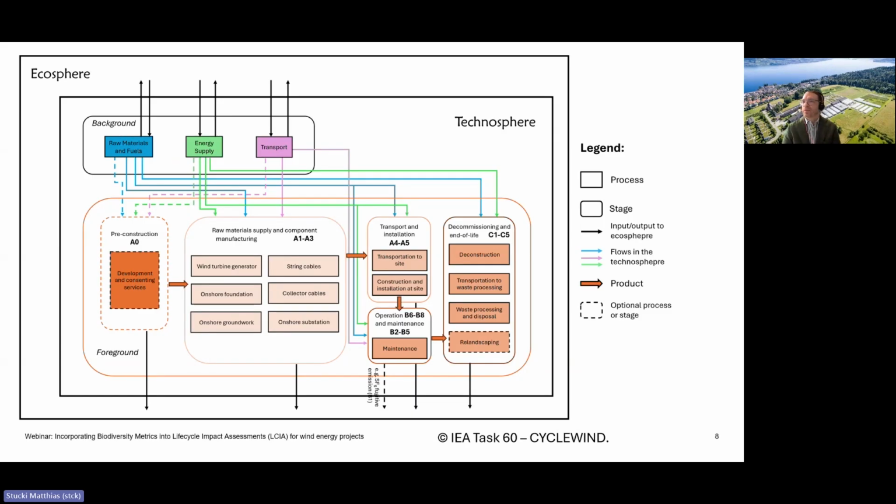And on that image, you can see that every wind power LCA should include the raw materials, fuels, energy, and transportation being included. Then coming from the background system into our foreground system, where we have a pre-construction phase, raw material supply and component manufacturing, transportation and installation steps, operation as well, and maintenance of the wind power plant, and decommissioning and end of life.